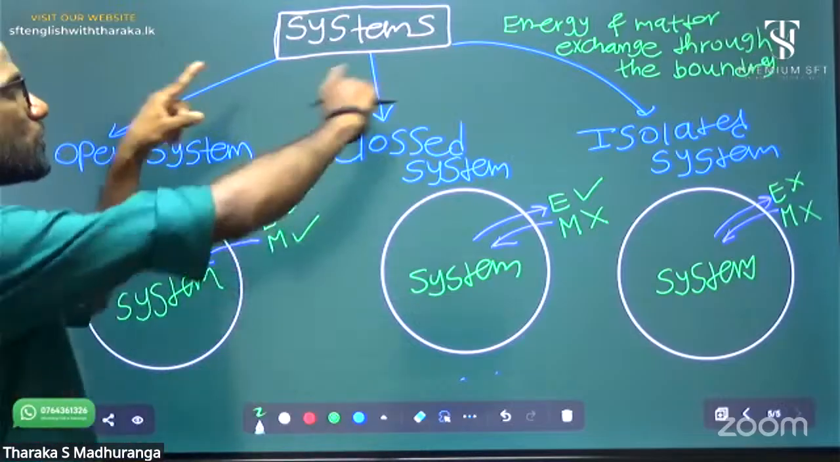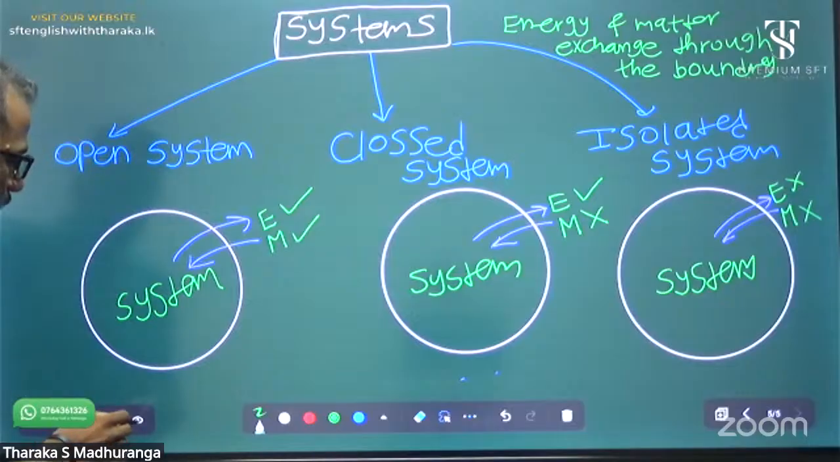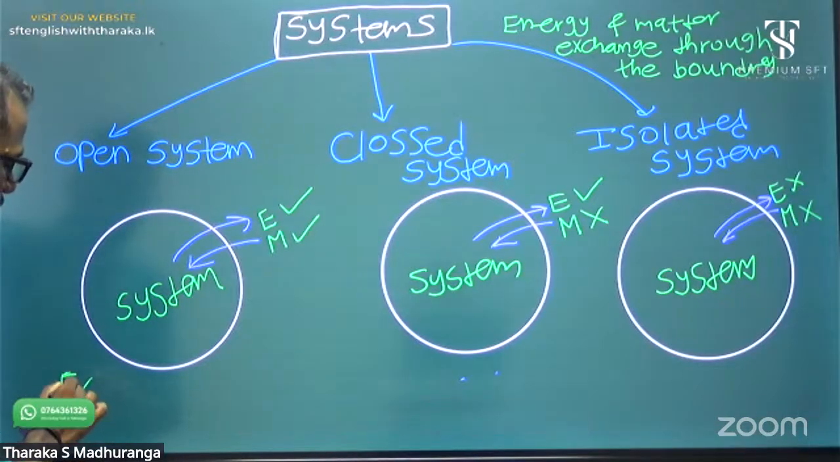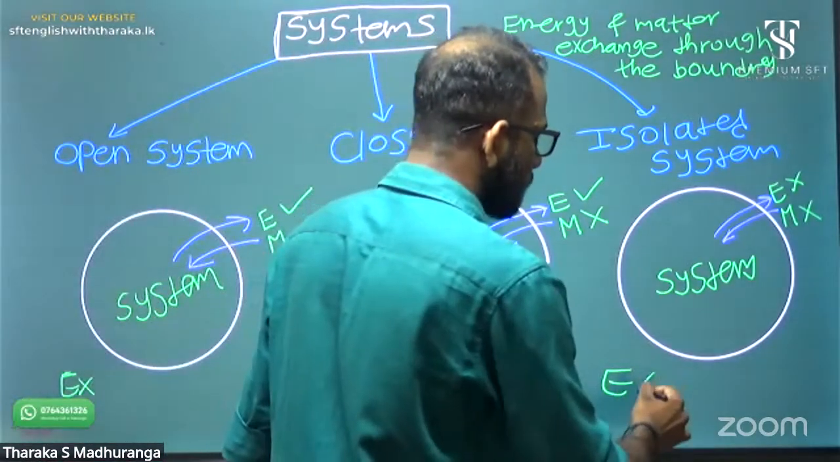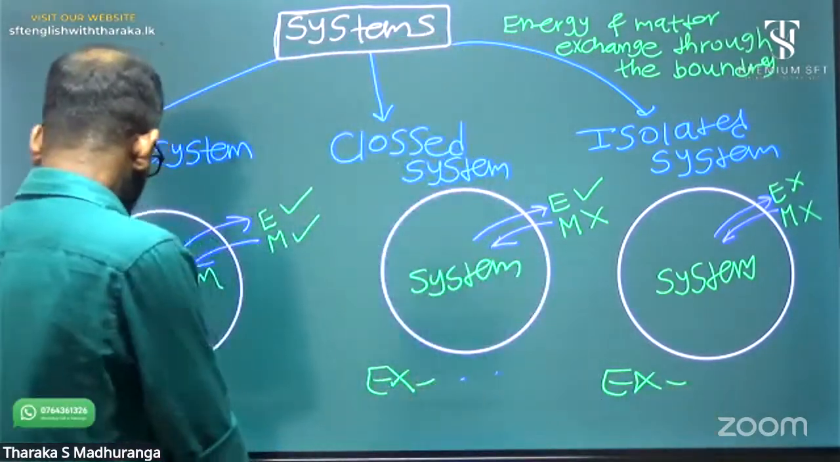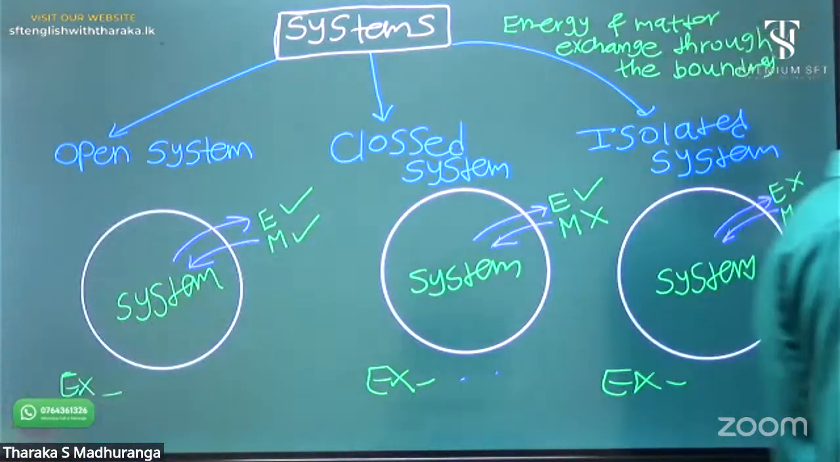Okay. Please draw this chart and write down three examples: an example for open system, an example for closed system, and an example for isolated system. Right. Please complete this chart.